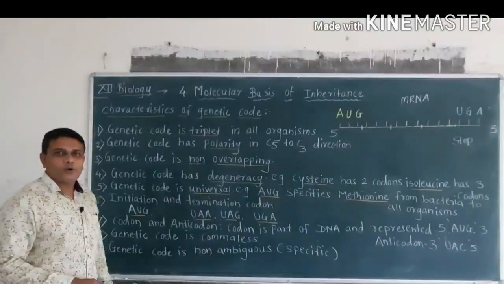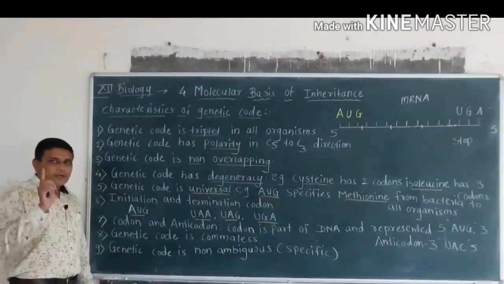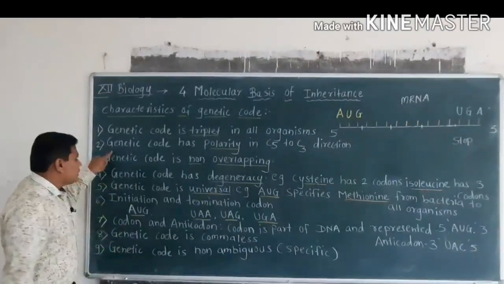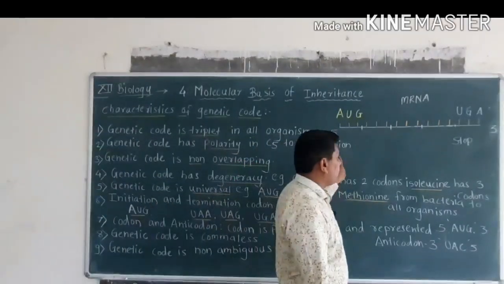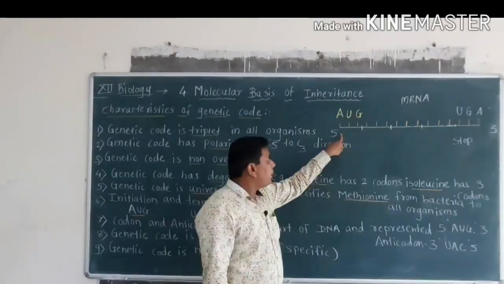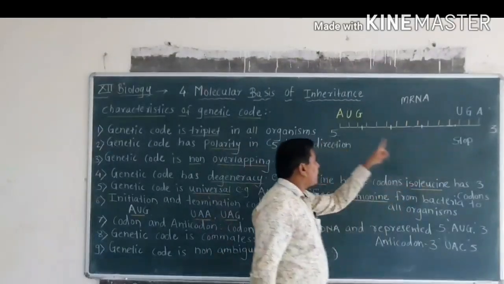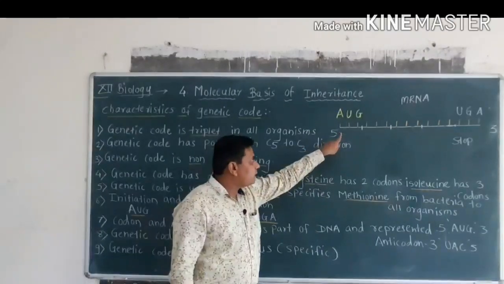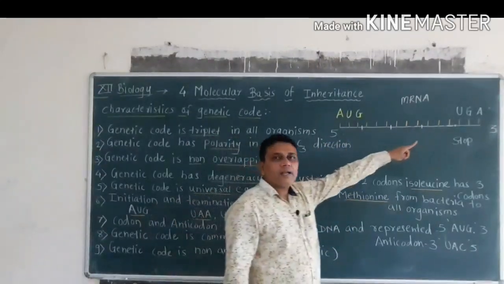Hence the genetic code is called as triplet codon, or it is triplet in nature, and it is similar in all living organisms. Then genetic code has polarity in C5 to C3 direction. That means the genetic code present on messenger RNA can be read only from C5 to C3 direction. That means the process of protein synthesis starts at this C5 end inside the ribosome and ends at C3 end.